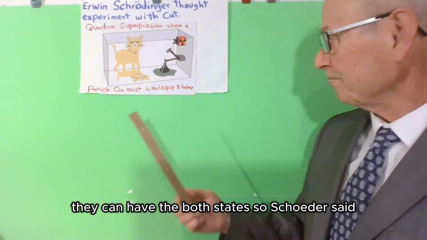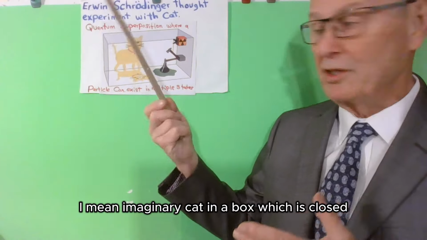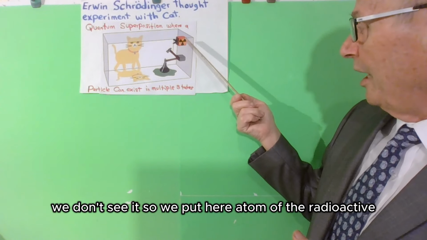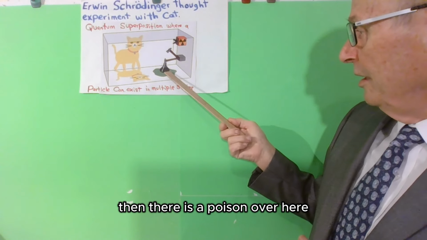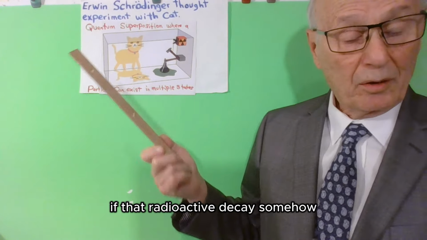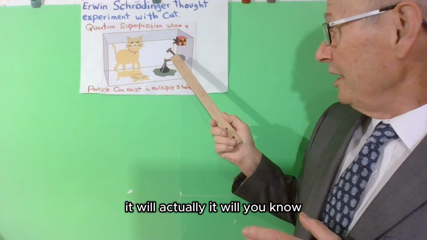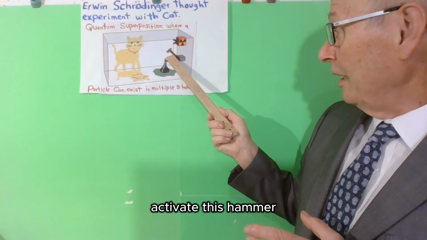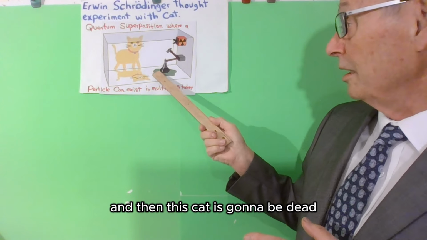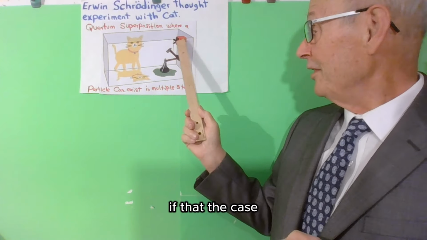and can have both states. So Schrodinger said, if we have a cat, an imaginary cat, in a box which is closed, we don't see it. So we put here an atom of radioactive material, then there is a poison over here. If that radioactive atom decays somehow, we don't know, because this box is closed. If it decays, it will activate this hammer, so the hammer will break this poison jar, and then this cat is going to be dead. But they don't know if that decays.